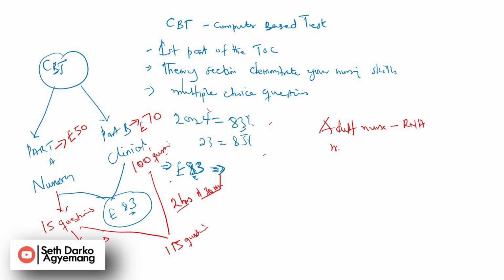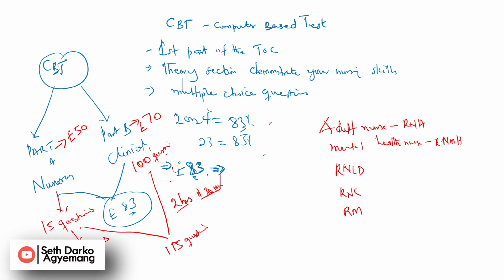We have mental health nurse, and that is symbolized by RNMH. We have learning disability, that is symbolized by RNLD. We also have children's nurse, that is symbolized by RNC. We have midwife, that is symbolized by RM. So it's up to you to deduce which field you want, and then you choose as such.